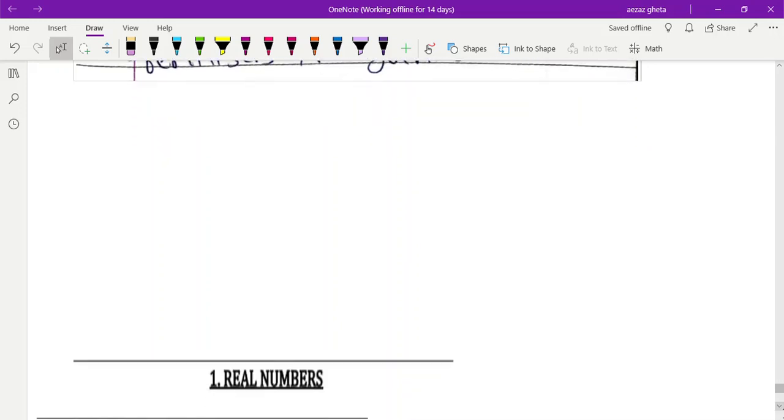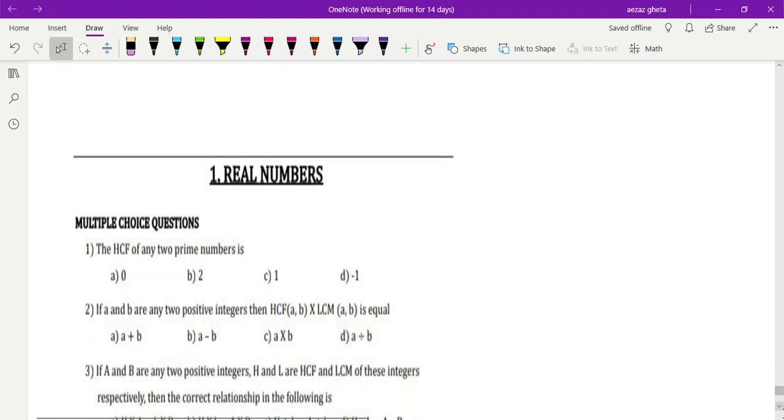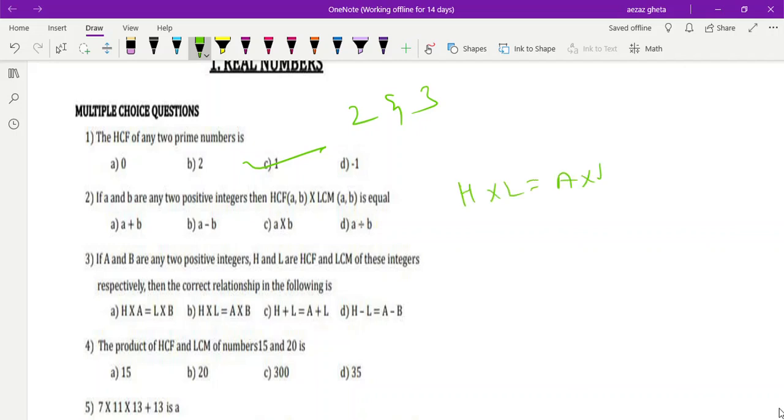A few more questions are there from real numbers. Let's see the important questions of real numbers. HCF of 2 prime numbers. See, 2 is a prime number and 3 is also a prime number. They do not have any common factor, so the HCF of prime numbers will always be 1. A and B are two positive integers. HCF into LCM, H into L, is equal to A into B. So this is the answer.